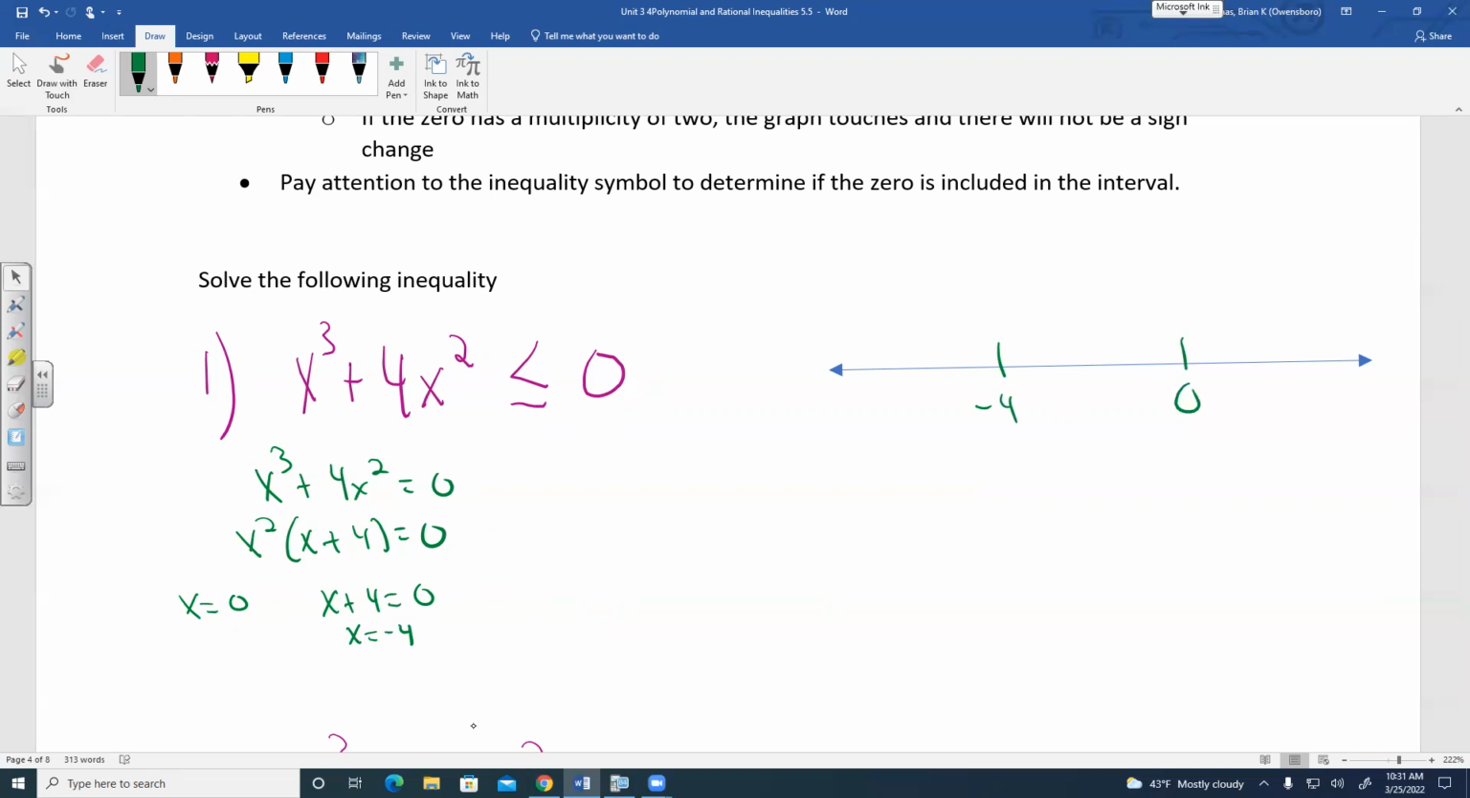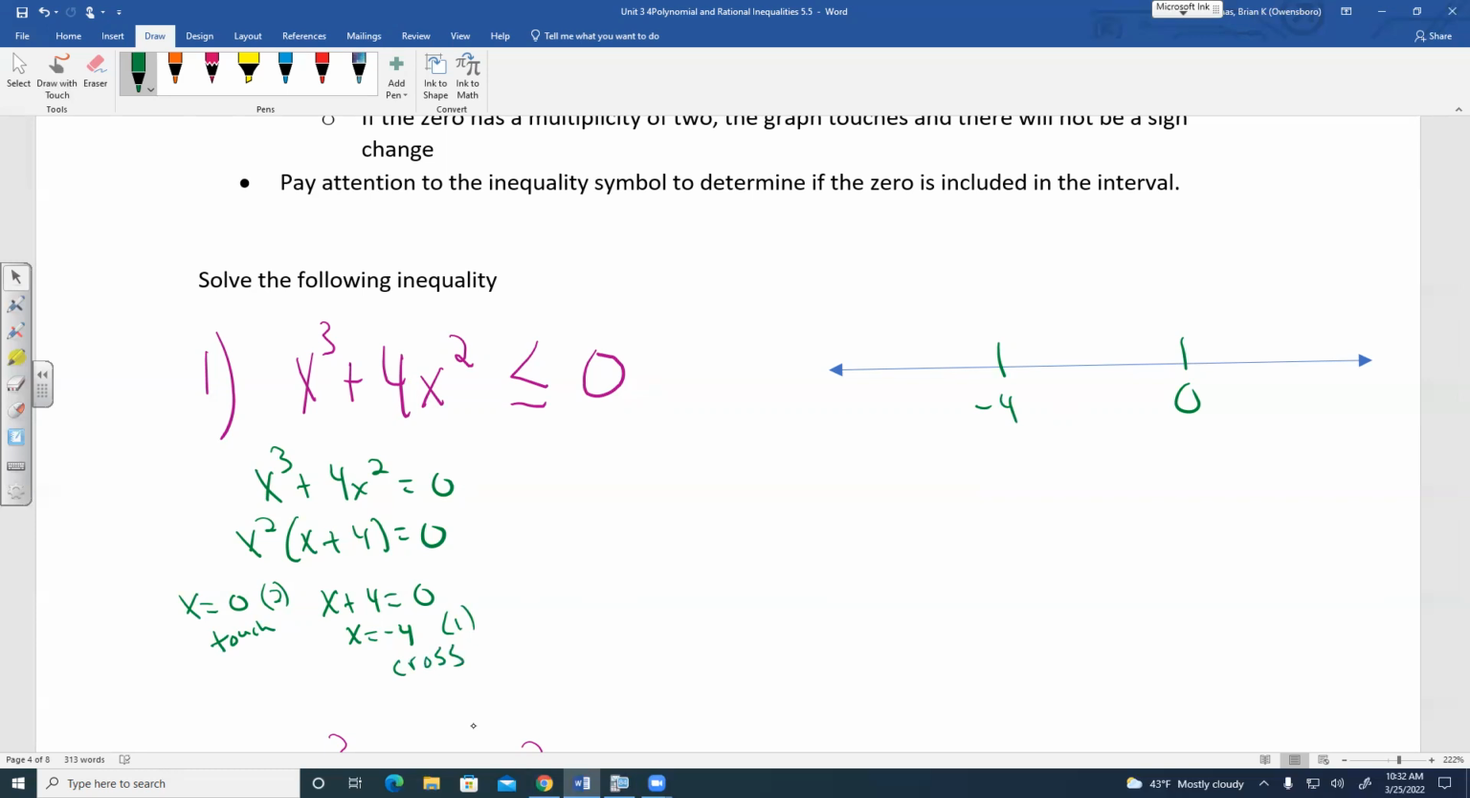As far as multiplicities go, notice how the x is raised to a power of 2. So this has a multiplicity of 2, which means that's a touch. That means there's not a sign change. X plus 4, notice that has a degree of 1. So this has a multiplicity of 1. So that means it should cross over.